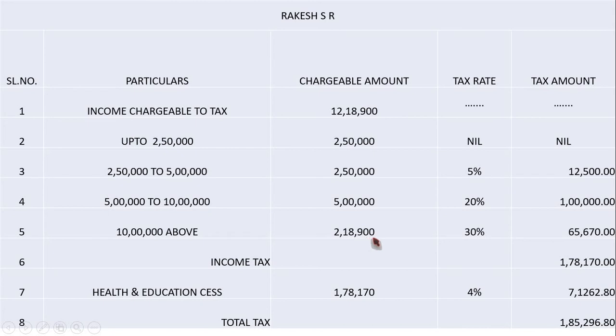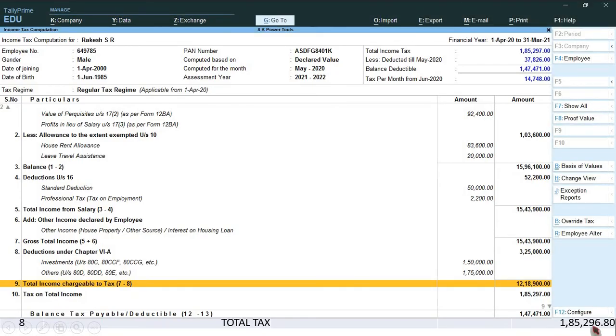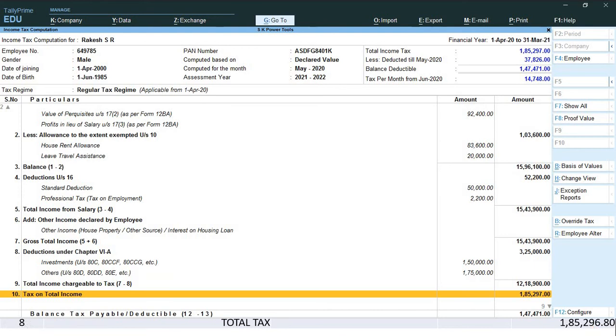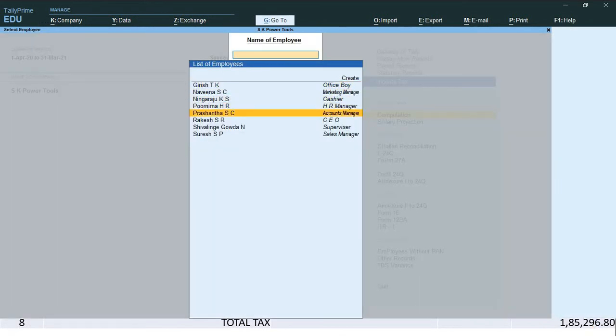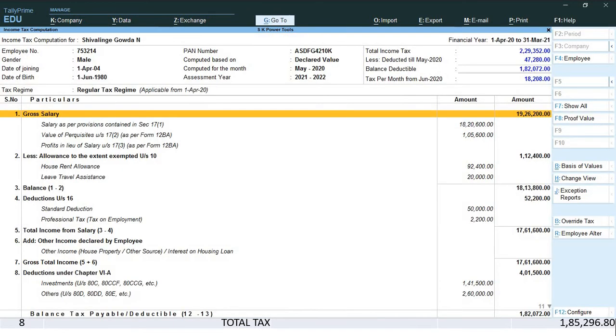So 2,18,900 into 30 is 65,670. So total tax is 1,78,170. Add 4% health and education cess, that is 7,126.80 paise. So total tax is 1,85,296.80. I think he made 297. 1,85,297. Yes, 1,85,297. So next, Shivlingegowda N.